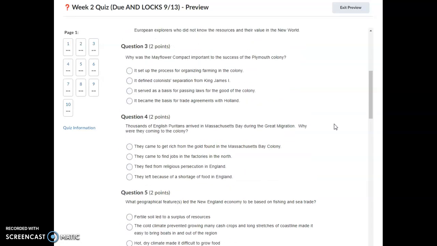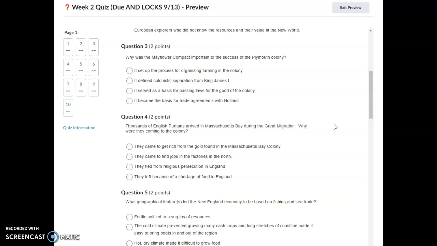Question number 3. Why was the Mayflower Compact important to the success of Plymouth Colony? A, it set up the process for organizing farming in the colony. B, it defined colonist separation from King James I. C, it served as a basis for passing laws for the good of the colony. Or D, it became the basis for trade agreements with Holland.